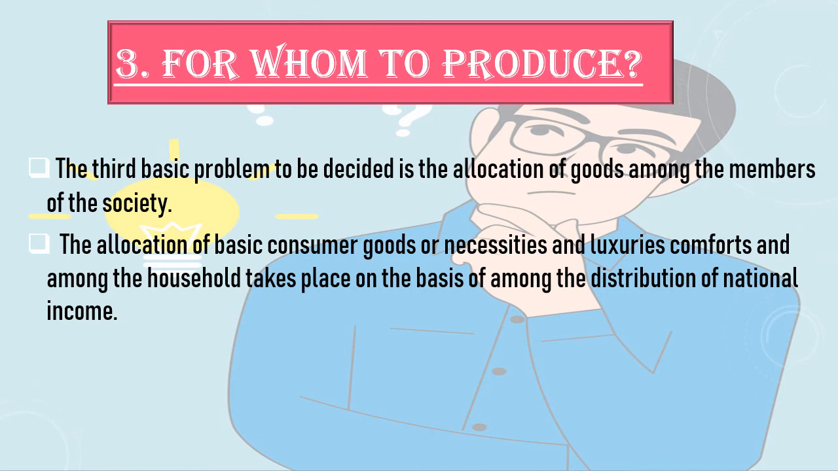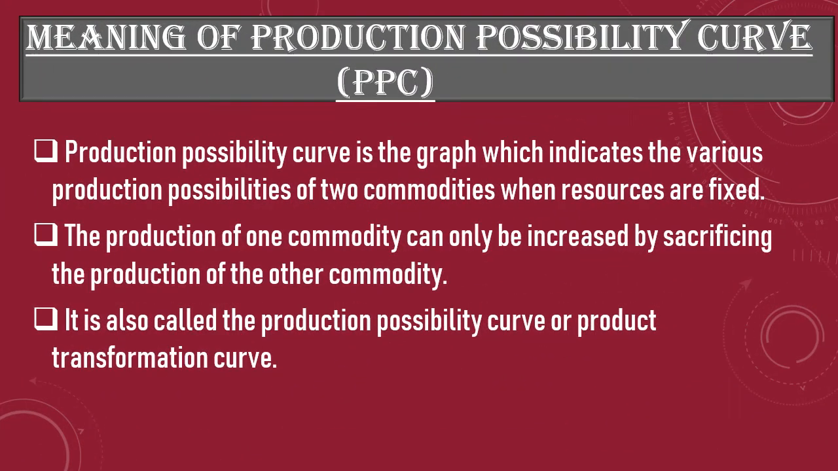So let's have a look at the other topic, that is the production possibility curve. The production possibility curve is the graph which indicates the various production possibilities of two commodities when resources are fixed. As you are now students of economics, you must understand that we have limited resources and we have to make a decision on which thing we should use these resources for so that we can earn maximum profit.